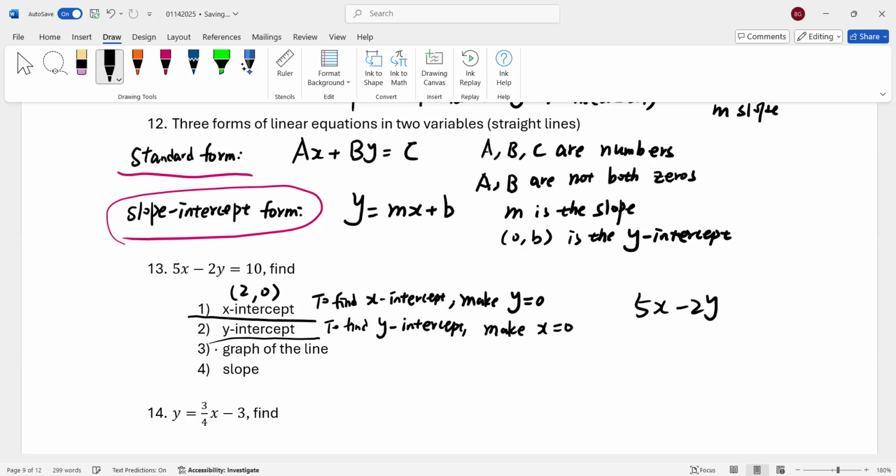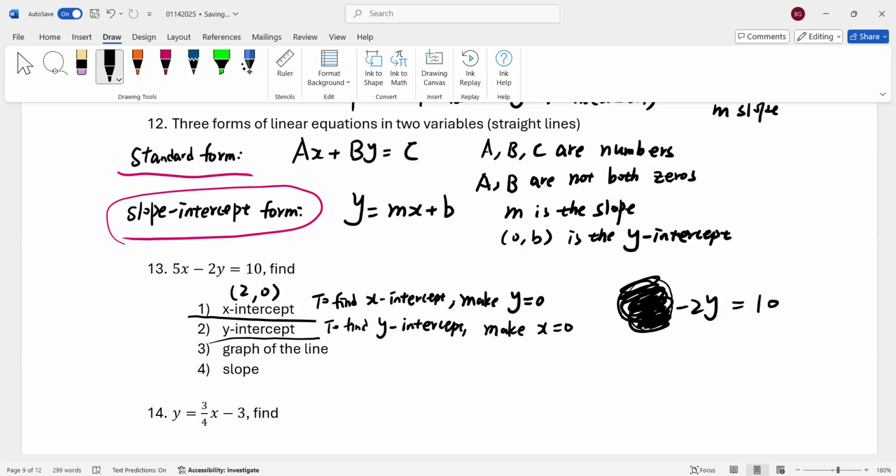5x minus 2y equals 10. This time we are looking for the y-intercept. So make x be 0. If we make x be 0, then this part disappears, right? No more. Can you tell me what is the y? What's the corresponding y value?